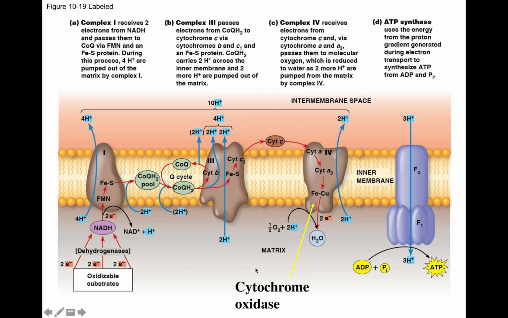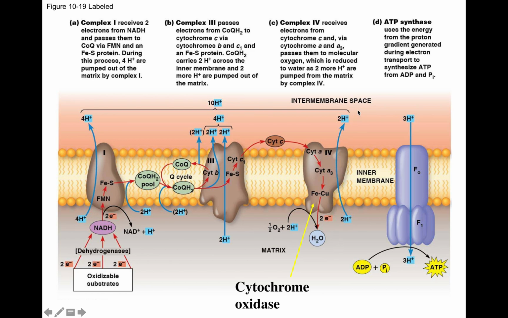Complex 4 is cytochrome oxidase. Cytochrome oxidase is this large multi-chain complex protein that we talked about, as an example of protein quaternary structure. And ultimately, in cytochrome oxidase, those electrons are going to get passed off to oxygen to make water. Oxygen is a terminal electron acceptor. It grabs some hydrogens from the matrix and makes water.